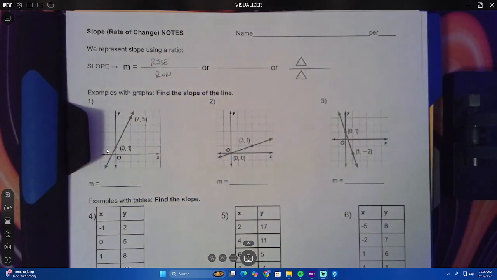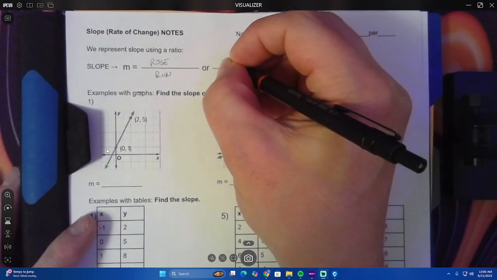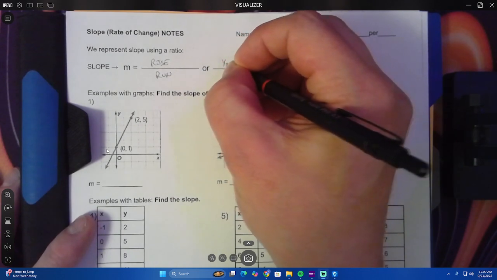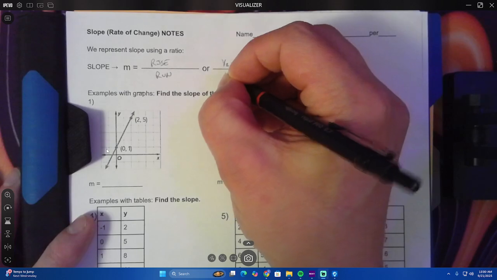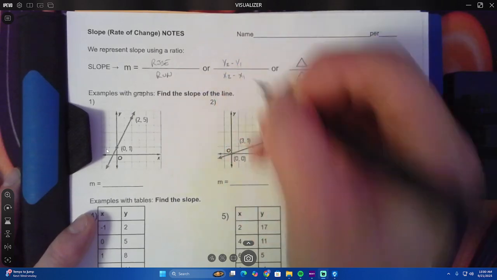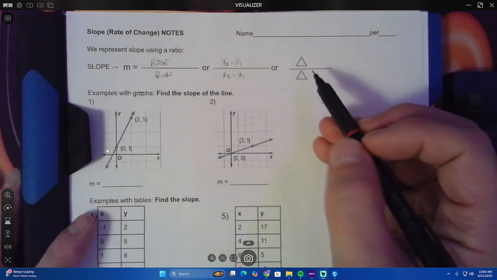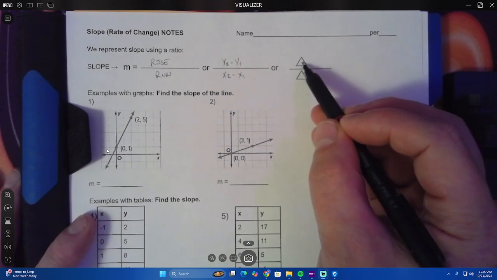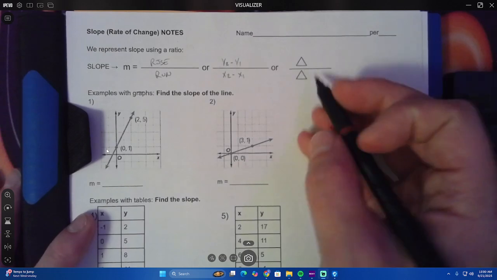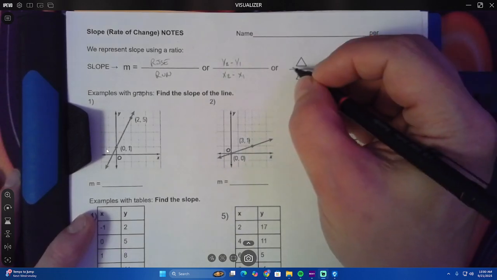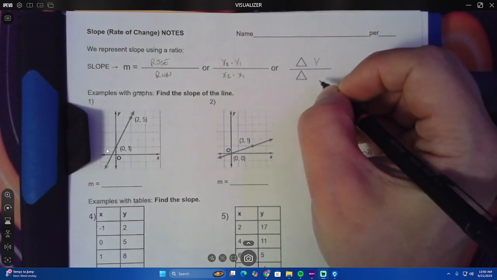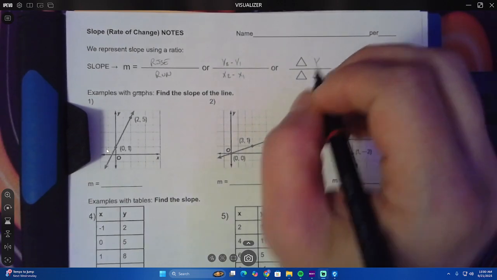We also have a formula that we can use to find slope and represent slope. I'm going to write down this formula, and later down the worksheet I will show you how to use it. So we know slope is y2 minus y1 over x2 minus x1. Just for the record, this triangle symbol means the change of. So we often say slope is the change in y over the change in x.